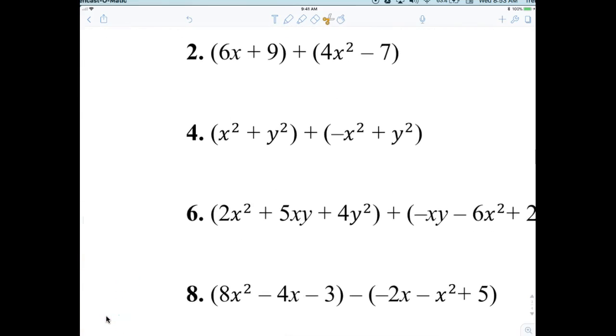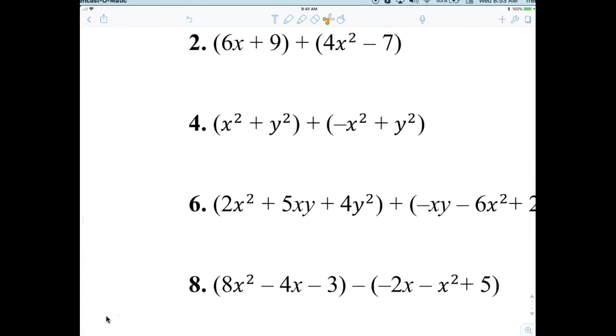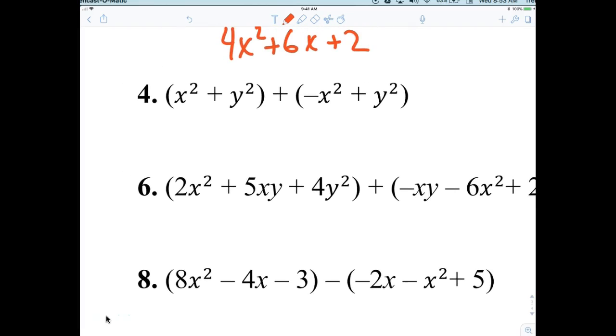So let's talk about number 2 real quick. It's 4x squared plus 6x plus 2. Put it in the right order. Look at that, she did. Not like you. I still got the answer right. All right, number 4.